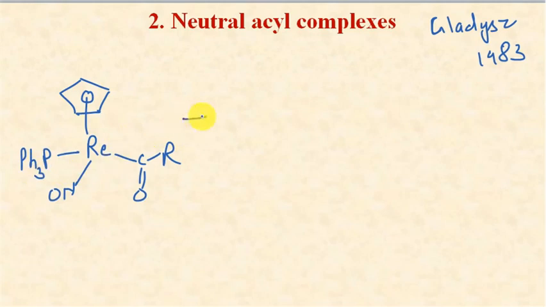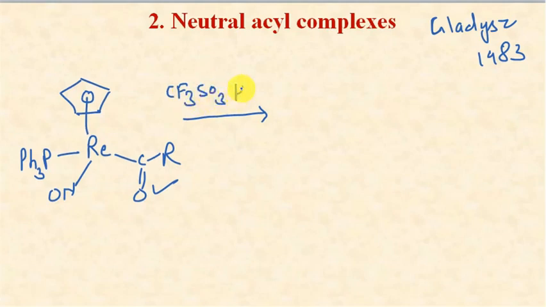It can be activated at this oxygen atom, which is of the acyl substituent. The reason is obvious, because we have to activate this complex by protonation. For protonation we need a protonating agent, a stronger acid which can easily donate its H positive, and the very well known and used protonating agent is CF3SO3H.